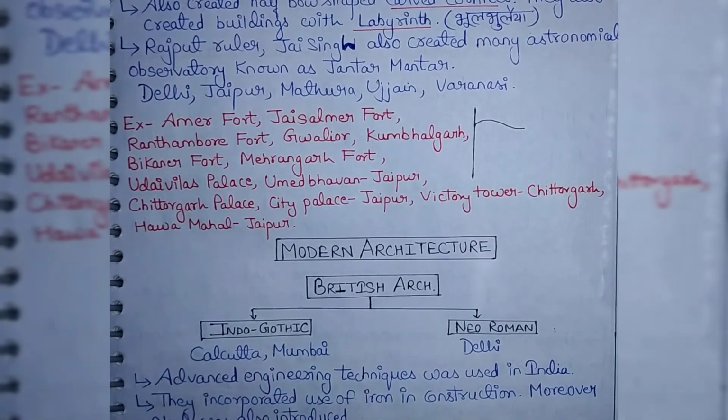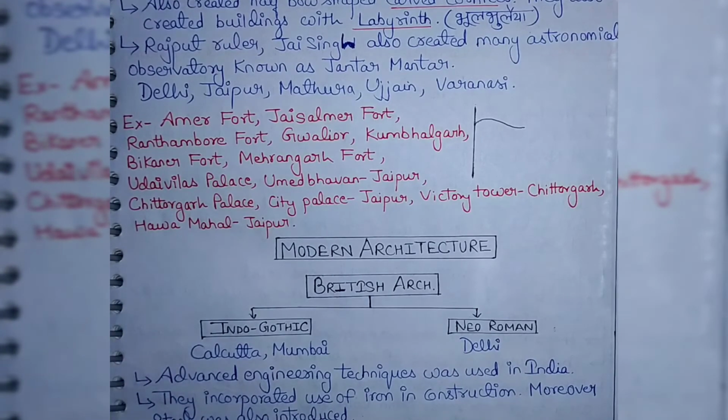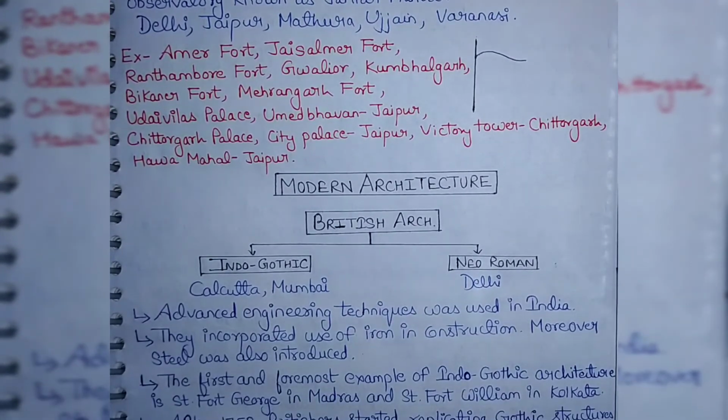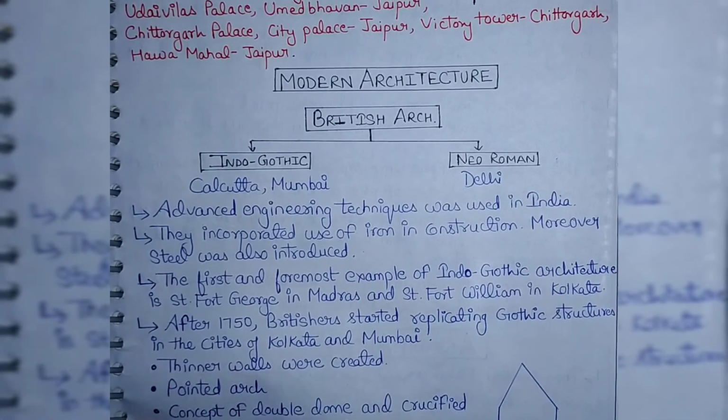So some of the examples you can see here: Amer Fort, Jaisalmer Fort, Ranthambore Fort, Gwalior Fort, Kumbhalgarh Fort, Bikaner Fort, Mehrangarh Fort, Uday Vilas Palace, Umaid Bhawan Jaipur, Chittorgarh Palace, City Palace in Jaipur, Victory Tower, Chittorgarh, Hawa Mahal, Jaipur. So this was all about the Rajput architecture. Next, we are going to talk about the modern architecture.